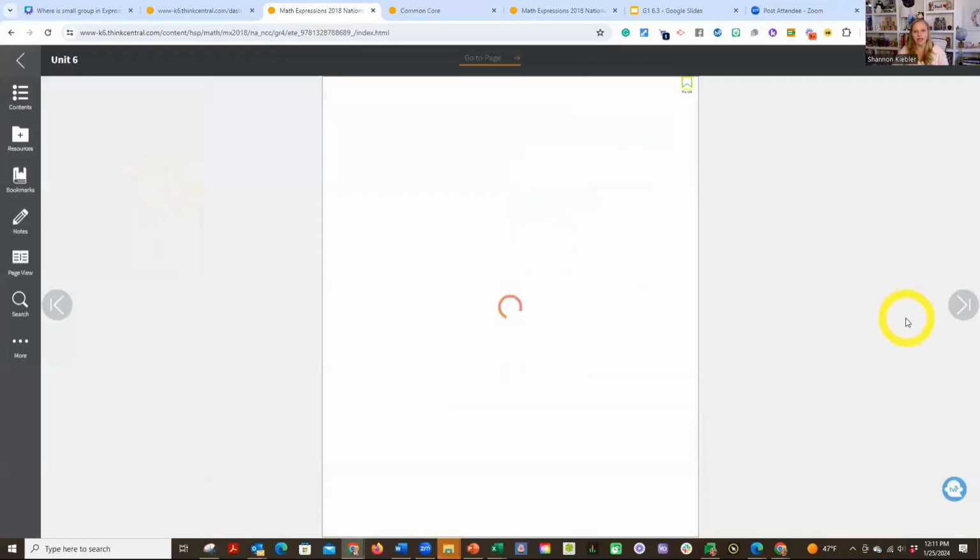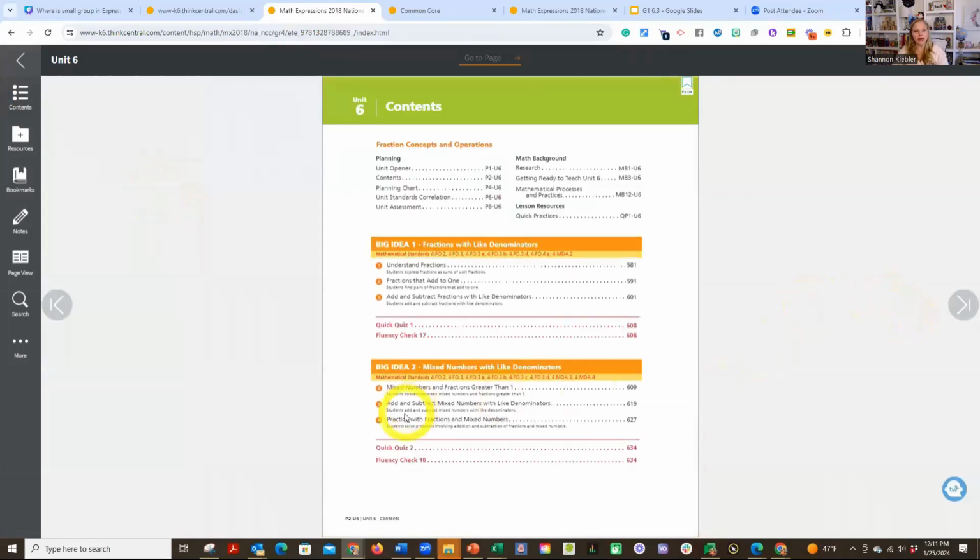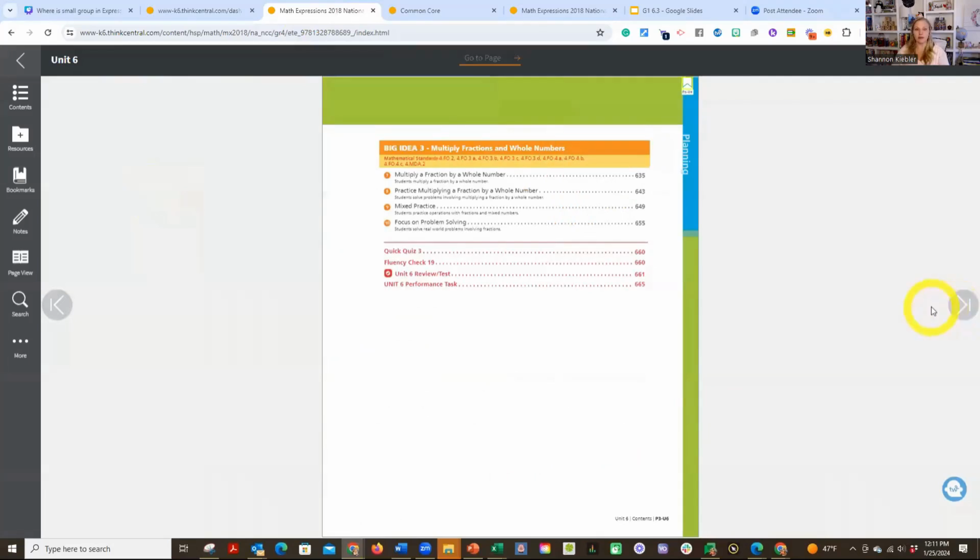So here I'm in the table of contents. Remember that when I'm in here, I see the big idea, and this is true for everyone except for kinder, because in kinder you don't actually have quick quizzes, but you would still be stopping and assessing what the big ideas were. You still have big ideas, you just don't have a paper pencil quiz. Okay, so in unit 6 for 4th grade, you can see here's big idea number 1, and then we have a lesson, a quick quiz, then big idea number 2, repeat, quick quiz, and then big idea number 3, repeat, quick quiz, and then a unit test.